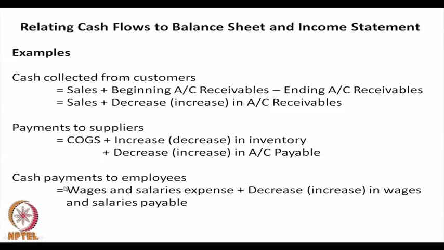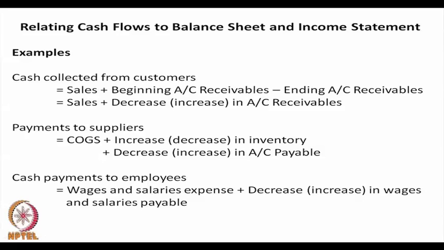In a similar fashion, we can find out cash payments to employees, which is basically wages and salaries of this year plus decrease or increase in the accrued salaries payable or wages payable. That means you have to consider last year's liability in the balance sheet, find out the difference, and add that to this year's expense, and then you get how much payment has been made to employees.